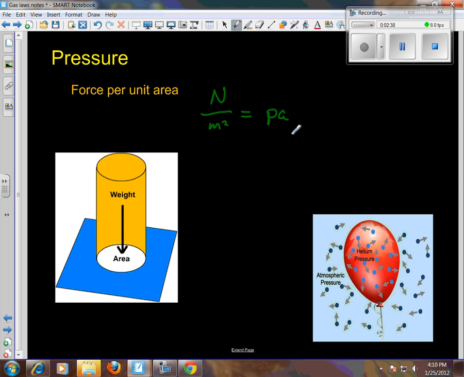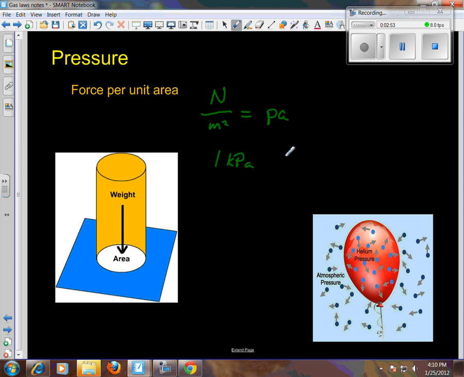Now, a lot of times a Pascal isn't very large, and so what we tend to do is to measure things in kilopascals, which is 1,000 pascals. So that is 1 kPa.